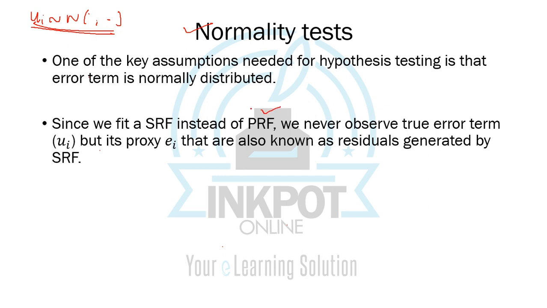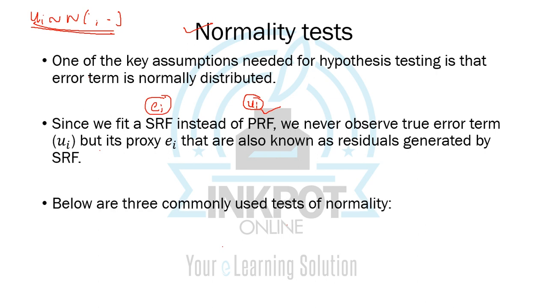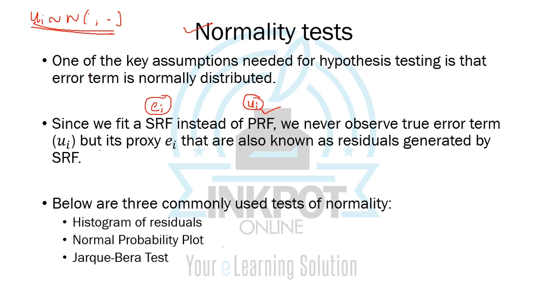That is, we never observe the u_i's. Instead, what we observe are the e_i's, the residuals. So we basically study the residuals in these normality tests, and there are three ways to test normality. One is by means of a histogram of residuals, another is the normal probability plot, and the third is the Jarque-Bera test. Let's start with the first one.